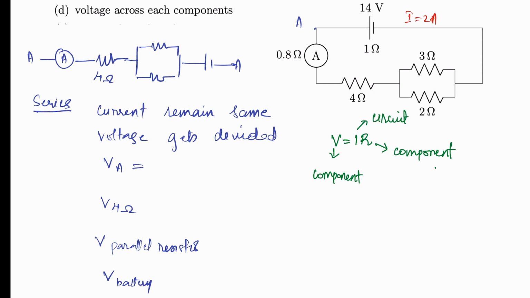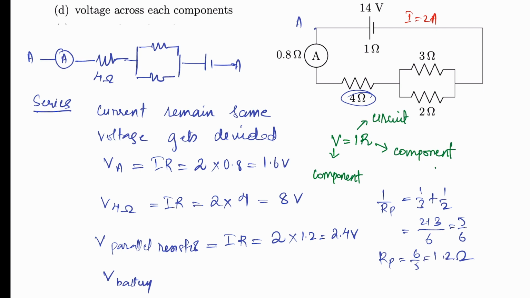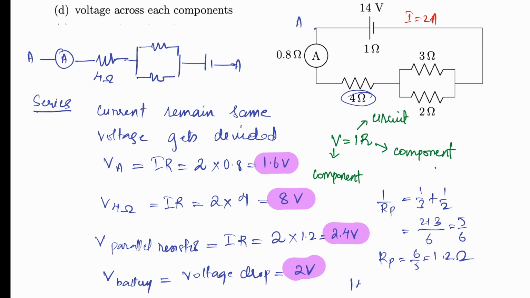So let's calculate. VA is equal to I into R, where in the ammeter the current is 2 and the resistance is 0.8. If you multiply, 1.6 volt. For the parallel, I into R, I is equal to 2, and R is the effective resistance of the parallel resistors, which is equal to 1.2. You'll get 2.4 volt. The voltage drop in the battery has already been calculated, which is equal to 2 volt. For verification purposes, if you add the voltage at the ammeter, the 4 ohm resistor, the parallel resistors, and the battery, it will sum up to 14 volt, which is equal to the EMF. So keep in mind, when components are connected in series, the current remains the same, voltage gets divided.